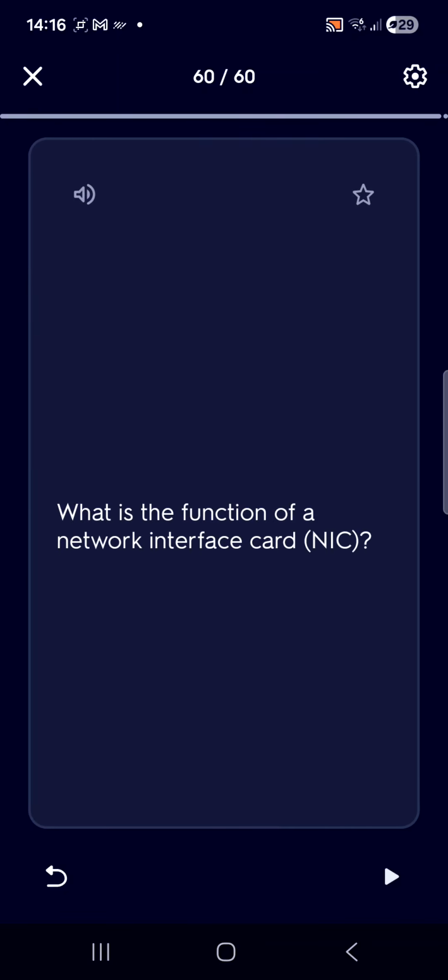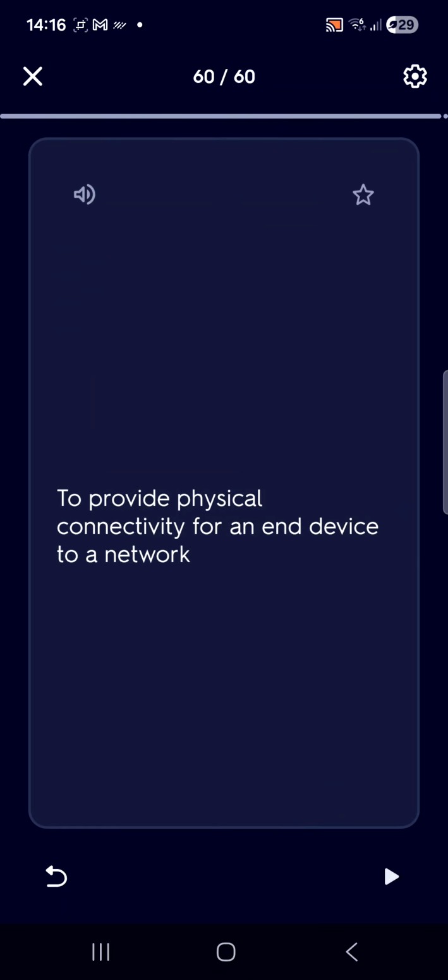What is the function of a network interface card? It would be to provide physical connectivity for an end device to a network.